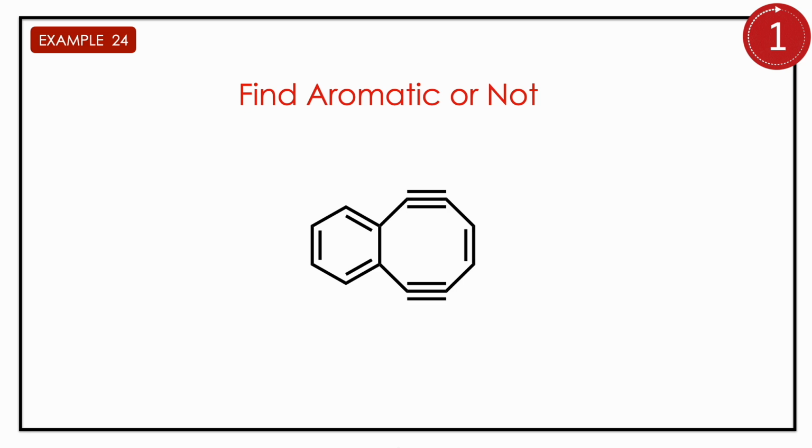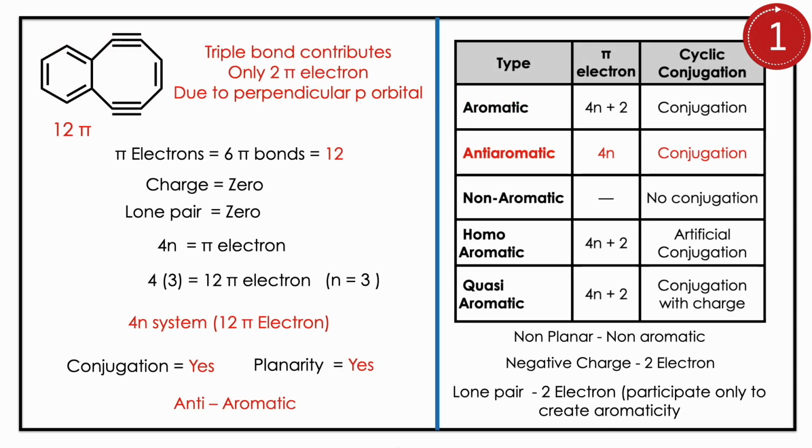In the interesting example, you have benzene and an 8-member fused system, with 2 triple bonds and 1 double bond. We should find whether the given compound is aromatic or not. A triple bond only contributes 2 pi electrons due to perpendicular p orbitals. Already we have seen, so you have to count only 2. So totally 4 double bonds and 1 triple bond means 6 pi bonds, which is 12. Charge is 0, lone pair is 0. 12 pi electrons means it's a 4n system where n is 3. Conjugation definitely there. Planarity also there. So 4n, conjugation, planar means it's an anti-aromatic system.